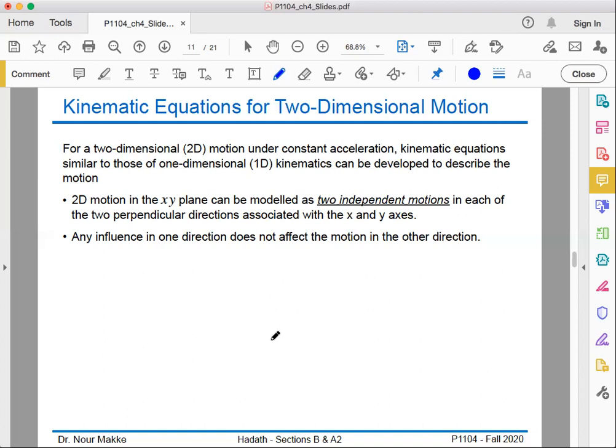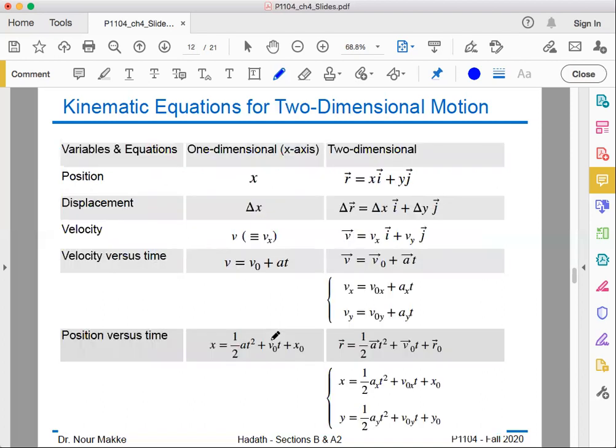So we are not going to derive these kinematic equations, but we are going to get them out of the 1-dimensional motion. So I would remind you here: we have 1-dimensional motion. We take it to be along the x-axis just as an example, but it doesn't matter. And in this case, we have defined the position as x, the displacement as delta x, and the velocity, we have written v in this way, and we said that this is a vector along only one dimension, so we have taken it to be vx. And then we have written these two equations of the velocity and the position versus time.